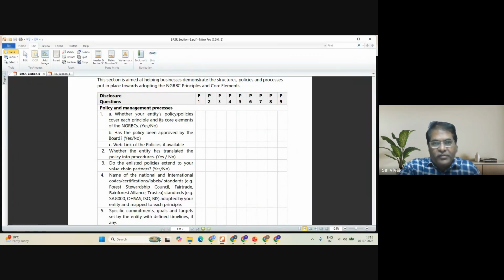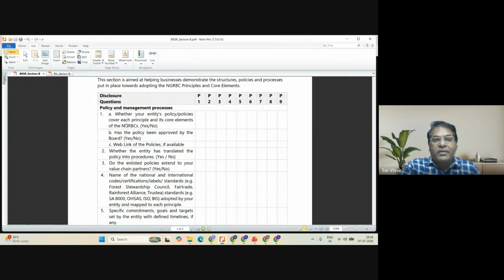That is the first requirement. Once those policies are there, are these policies in alignment with NGRBCs? That is the next thing. Whether it is present or not, we just say this much. Yes or no, that's all here. We go into the depth of it later.